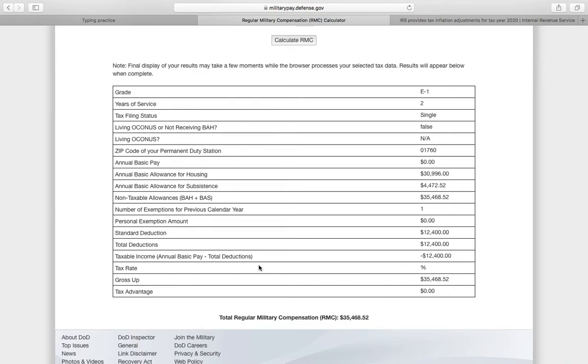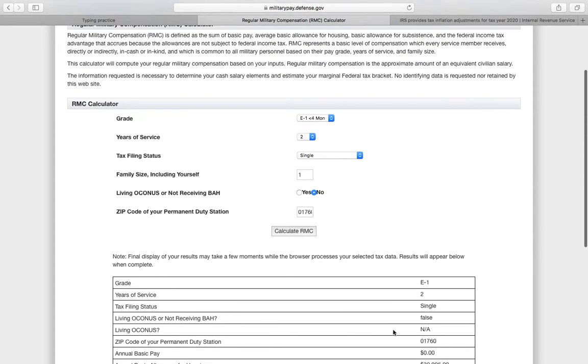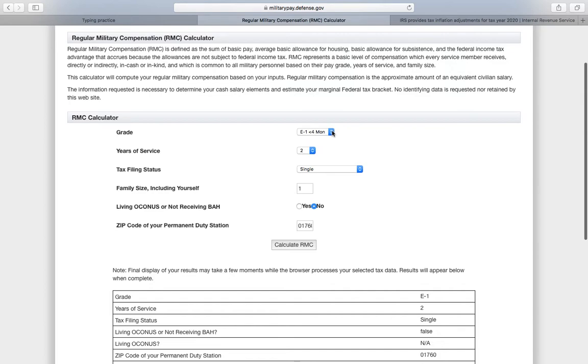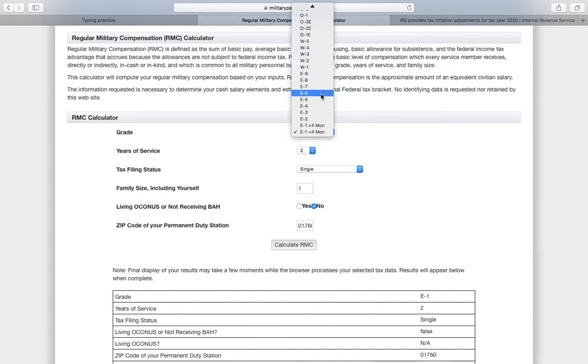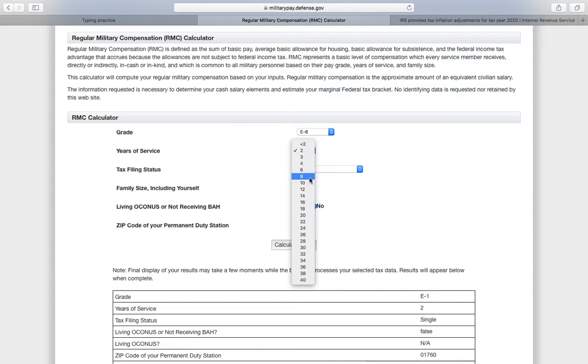And right here is where we're going to focus: the tax rate. So, if we go back up, I'm just going to type in some of my information. Right now I'm an E6 promotable. I've been in the Army 9 years. The Army goes by 2-year increments because they do longevity increases.